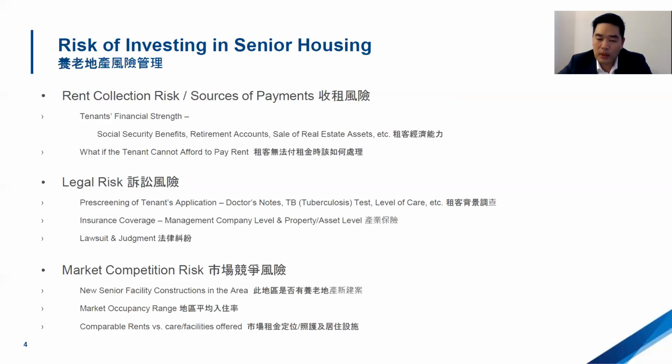So first of all, going back to screening the tenant, these seniors, before they are admitted, need to provide doctor's notes. We need to make sure that their health is in check. All of them have to pass the TB test. Also, we need to check the level of care they need. For example, if we know someone needs a lot of care and we just can't handle it, we will reject the application. So we don't just go out and grab anybody as long as we can make money.